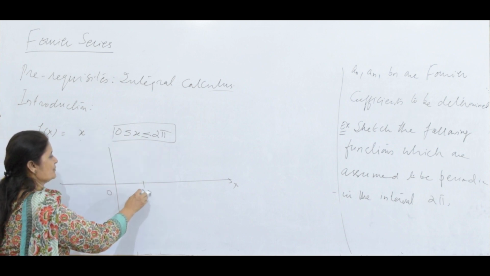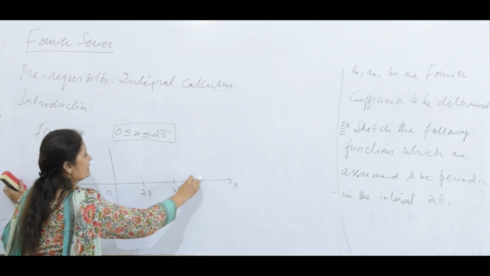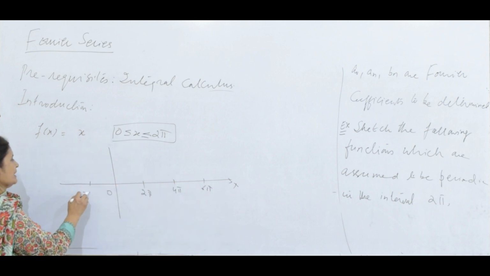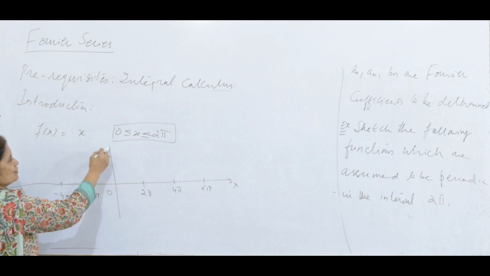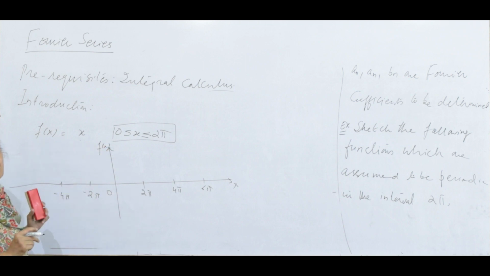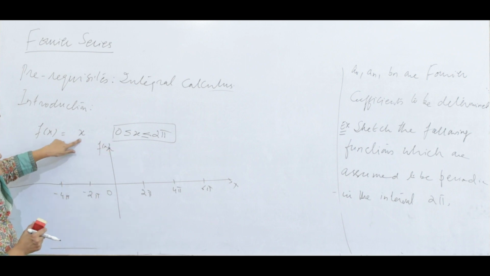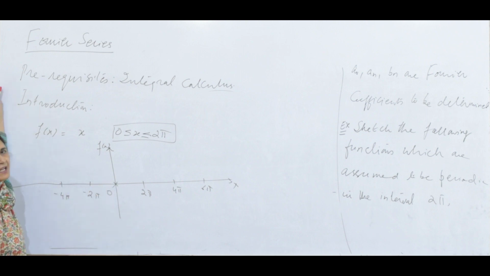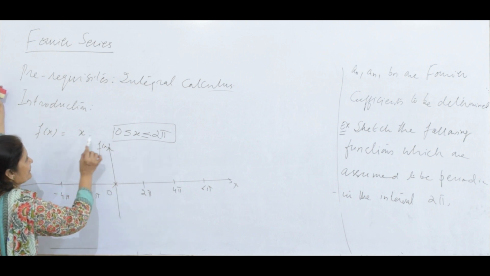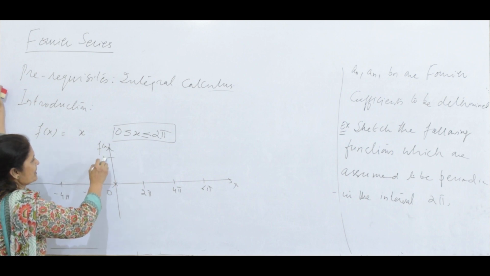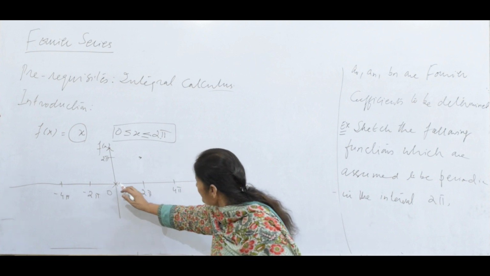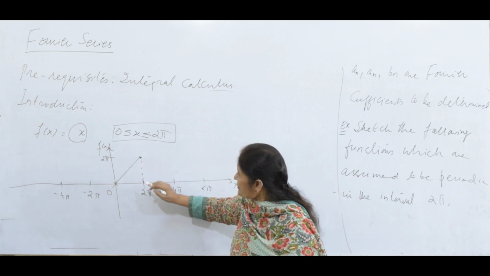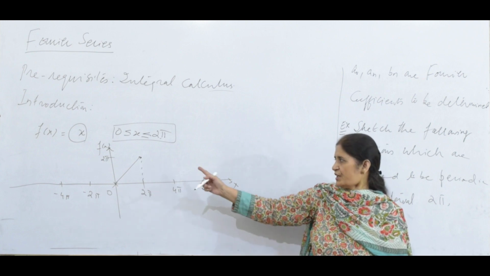On the x-axis mark 0, 2 pi, then 4 pi, then 6 pi, and here minus 2 pi, minus 4 pi, and so on. And this is your y equal to f of x. Now when x is 0, f of x is 0. When x is 2 pi, f of x is 2 pi, so 2 pi is somewhere here. Since this is a linear function, the graph will be a straight line like this.